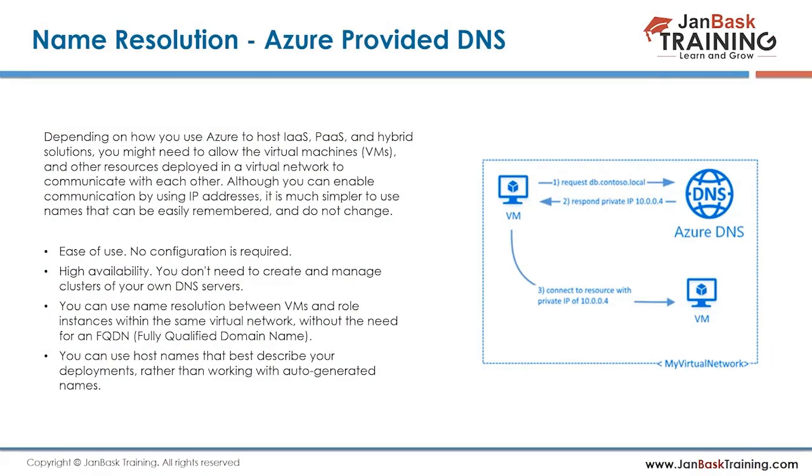For example, there is a VM called DB, and the fully qualified domain name of that VM will be db.contoso.local. Consider this as a DB VM and this as an application VM: back end and front end. The front end VM wants to connect to the back end VM, correct? You know the name of the back end VM. For example, you're trying to take an RDP, so we'll type the name that I want to connect to, db.contoso.local.